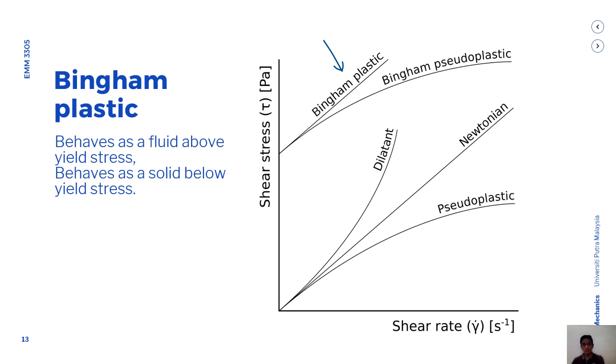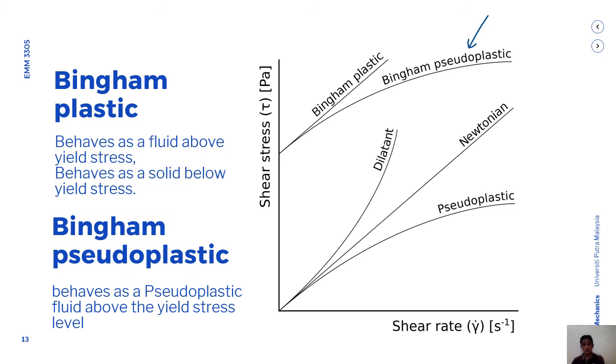A Bingham plastic fluid exhibits a yield stress, which means it behaves as a fluid above the yield stress, and below the stress level it behaves like a solid. Examples are toothpaste, mayonnaise, and shaving cream. Bingham pseudoplastic fluids are similar to pseudoplastic fluids, with the exception that they exhibit a yield stress level. The fluid behaves as a pseudoplastic fluid above this yield stress level.